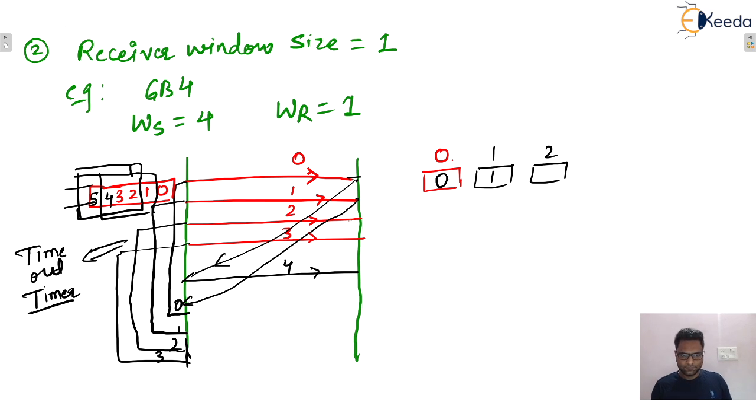Now let's say packet number 2 gets lost. So that is the timeout timer for packet number 2. At this particular point, whenever the timeout timer expires, the sender will think that the second packet got lost, so subsequent packets will also be discarded by the receiver.